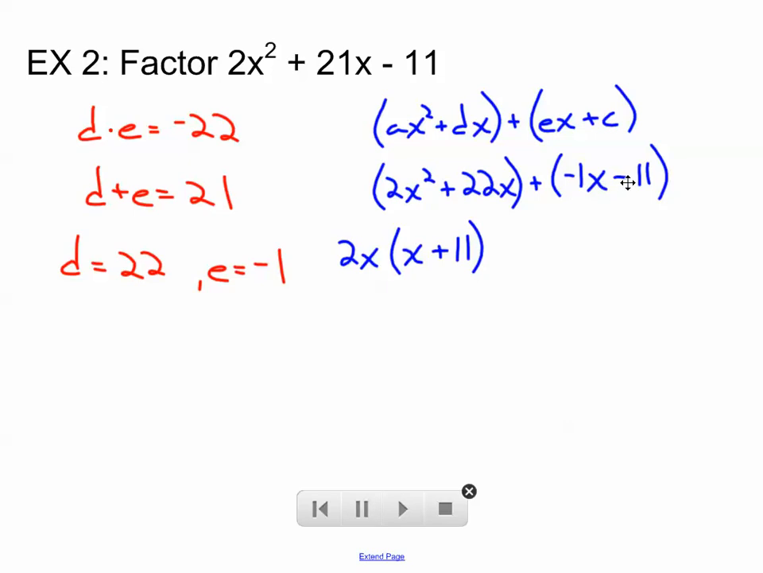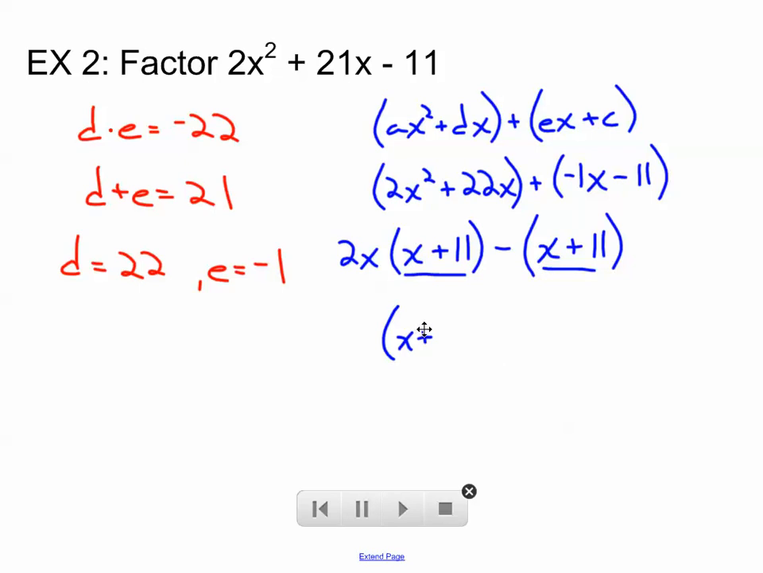Negative 1x and negative 11, we're always going to pull out that lead coefficient of the negative sign. So let's take a negative 1 out of this. It's going to be negative 1 times x plus 11. Again, if you distributed this back through, negative times x would be negative x, and negative times 11 would be negative 11. So that leaves us with our answer.